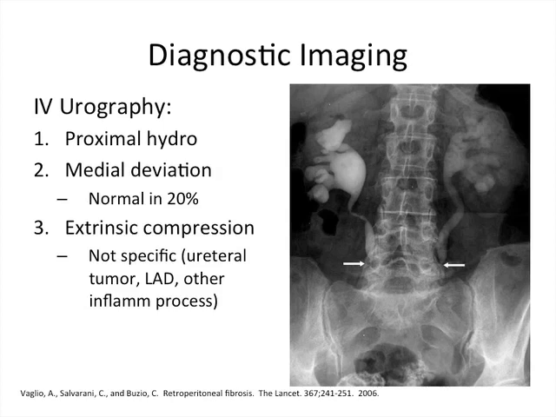IVP is becoming more of a historic investigation now, as it is contraindicated in renal failure, but does show the classic triad of proximal hydronephrosis, medial deviation of the ureters, and extrinsic compression. However, these findings can be mimicked by other disease states, so it lacks specificity.